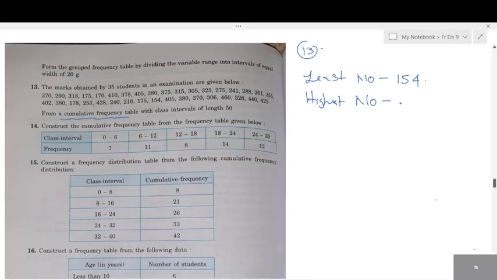Fine. Highest number is 460, students. Anything above 460? No, right? 460. And what should be the class interval? Length of class interval is 50. So 154 is given. Which number should we start? Very good. 150. You can't directly take 154. That is wrong. And what is the class interval? 150 plus 50 is 200. Should be continuous. What's the next value?